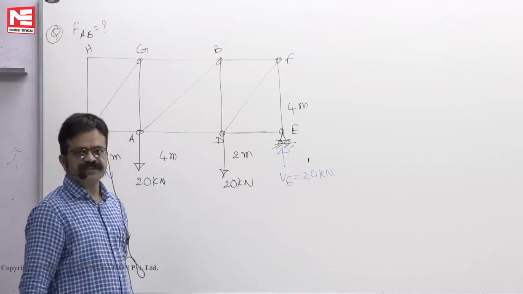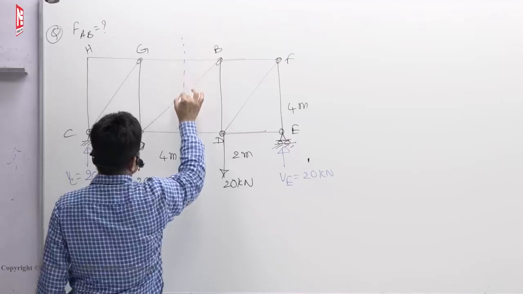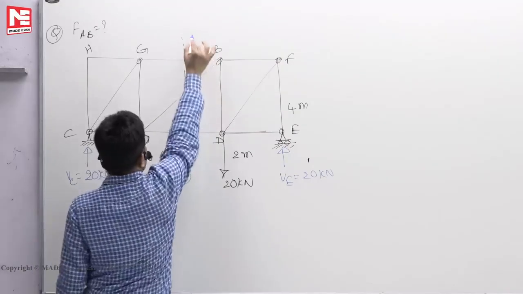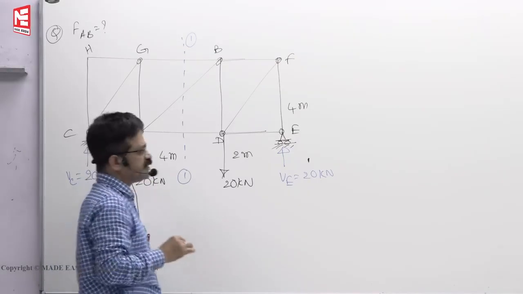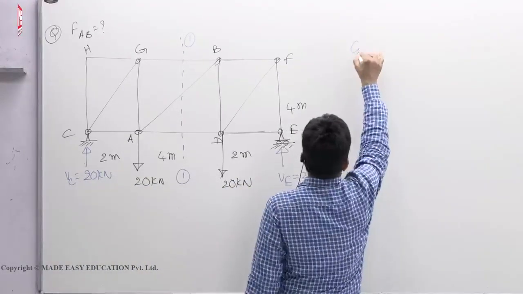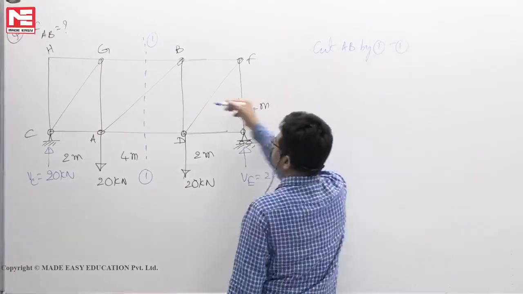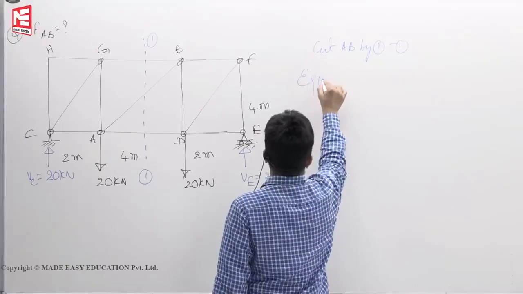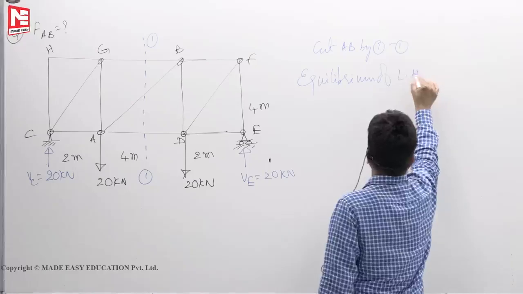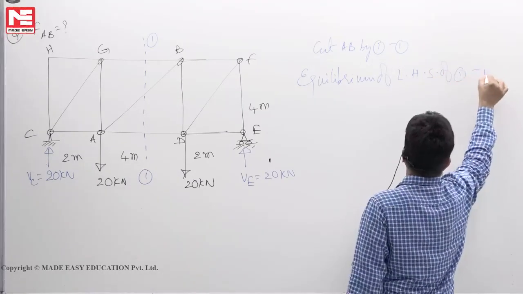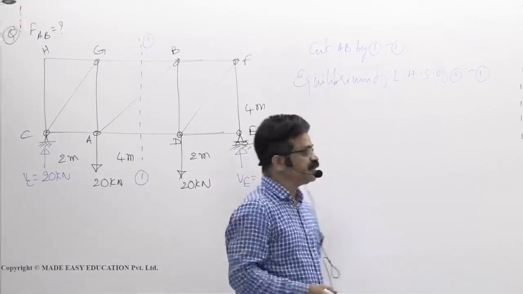Now we want to find the force in the member AB. In another 10 seconds, your task is to cut the member AB by a section 1-1. You can take equilibrium of either LHS of 1-1 or RHS of 1-1. So this is the process. Cut AB by 1-1. You take equilibrium of LHS of 1-1. If we don't want, we can take RHS of 1-1 also, our choice. Whichever side is easier, that side we will take.